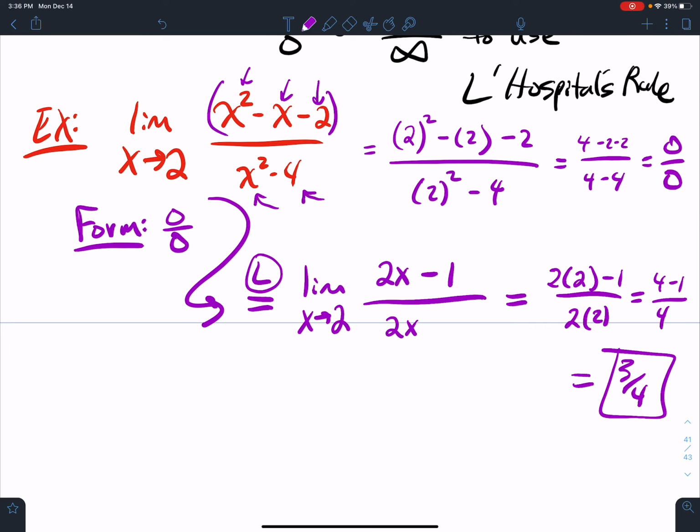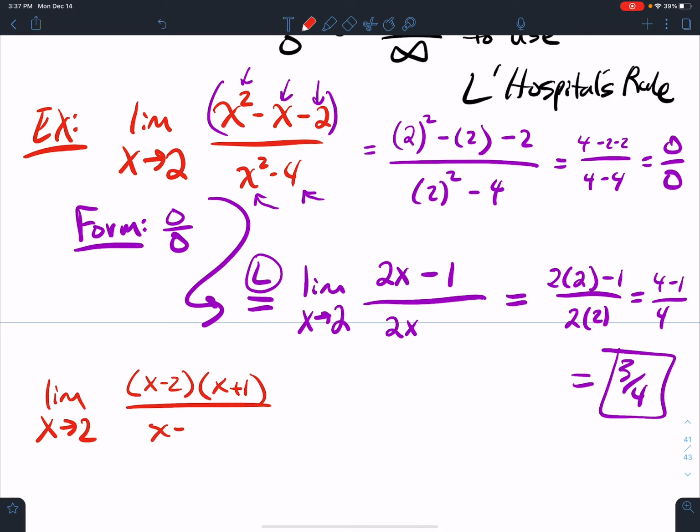Now, if you think back to Calculus 1, the old way of doing this problem, what you would have done in the past is you would have said, okay, this one and this one, looks like I might be able to factor them. It actually factors to what? x minus 2 times x plus 1. Okay, and then in the denominator, that's a difference of squares, so that's x minus 2, x plus 2.